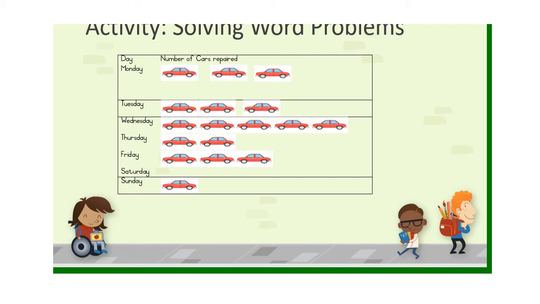Okay, so I'm sure everyone is done with the activity by now. Moving on to the next activity. Okay, so this data shows information on the number of cars that Miss Wilson repairs per week. Okay, so we are not given a key here, unfortunately. So that means that one car represents one car.